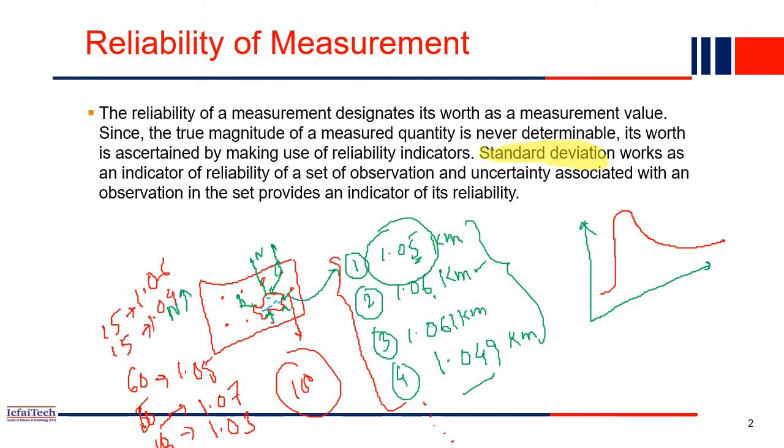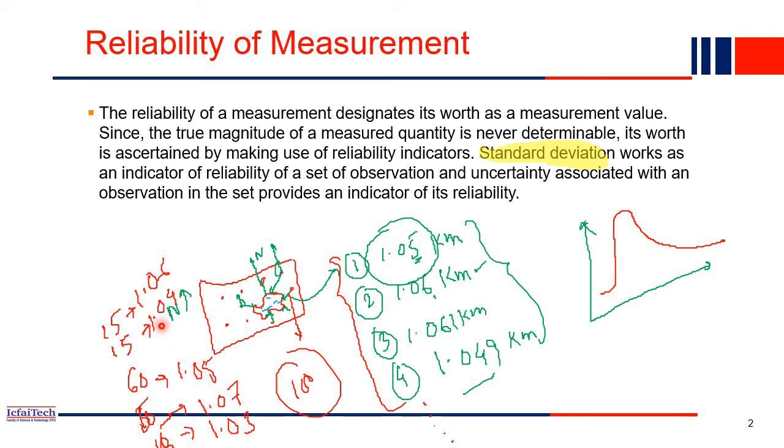1.04. Okay, so a total of 100 observations you have taken. You measured the length a total of 100 times. Out of 100 times, almost 60 times you got 1.05, 15 times you got 1.06, 15 times you got 1.04, 5 times you got 1.07, and 5 times you got 1.03. Right, so this is the 100 measurements. Approximately I have considered these values.